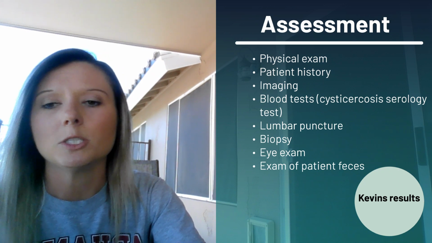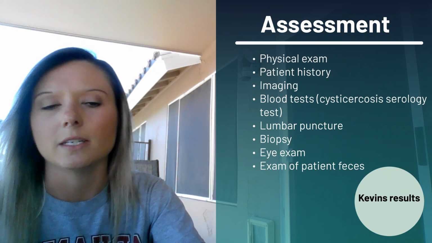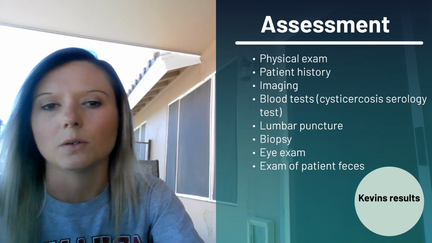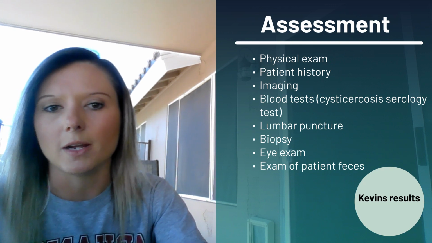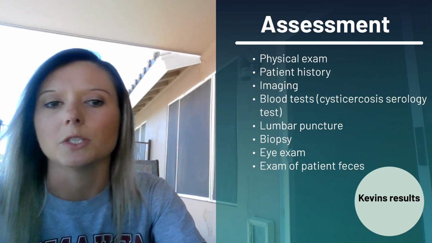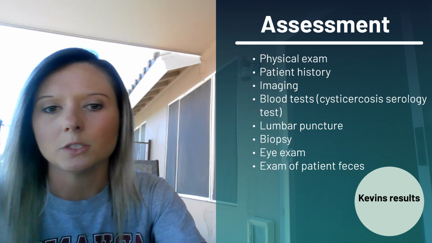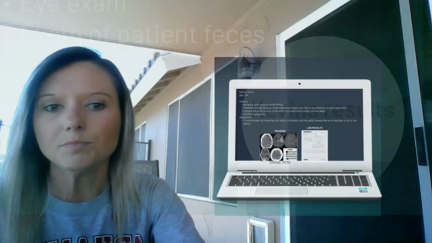And then imaging, you can do an MRI, CT, sometimes an X-ray. You can see the nodules or the cyst in the muscles, but most of the time an MRI is going to be done. If it is suspected to be in the nervous system, you can do a lumbar puncture, or you can also do biopsy, eye exam, or exam of the patient's feces.